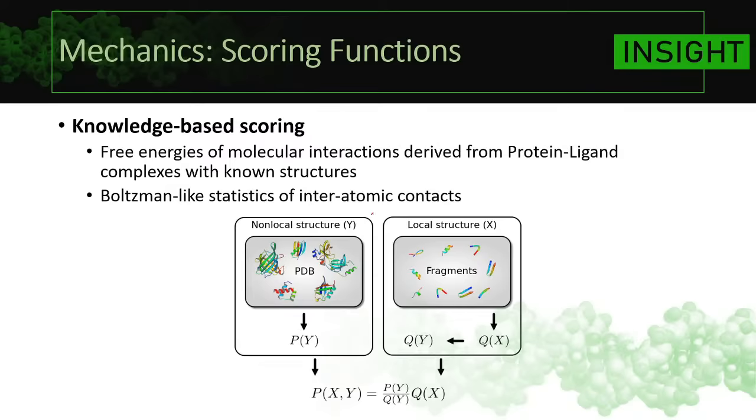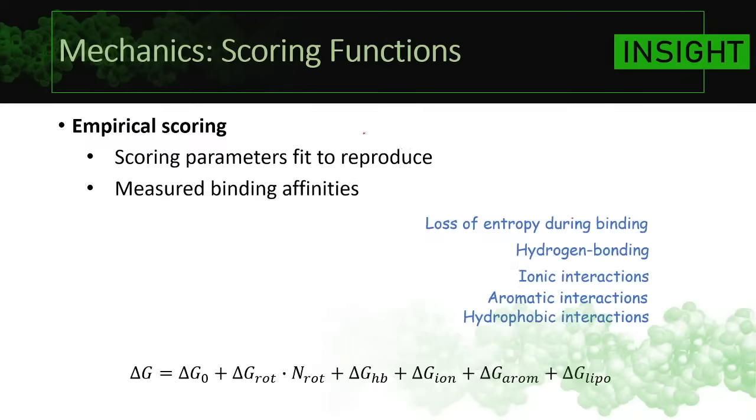Some of the algorithms use knowledge-based scoring, in which the free energies of different molecular interactions are derived from already existing protein-ligand complexes. What happens is that multiple protein-ligand complexes are downloaded from the PDB database, and these complexes are then used to derive some statistical parameters which can fit the interactions into the model. So these knowledge-based scoring schemes are used by certain algorithms.